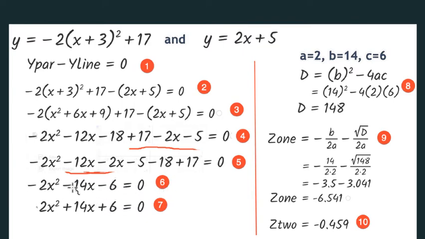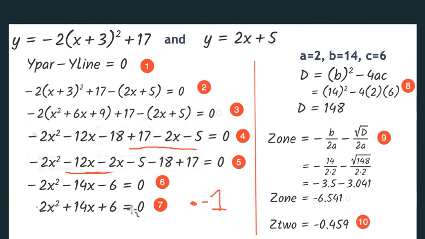So I could go ahead and use the quadratic formula with this, -2x squared minus 14x minus 6. But I don't want to work with 3 different negatives. So here's what I'm going to do. I'm going to multiply both sides by -1. Okay, I'm allowed to do that.